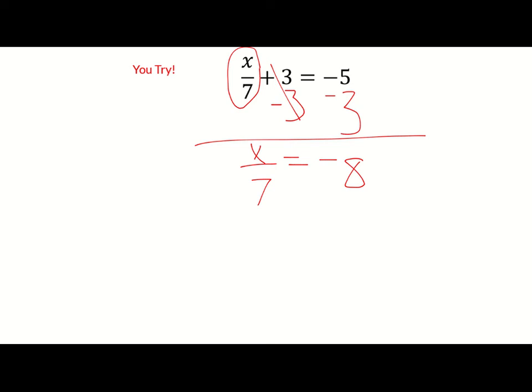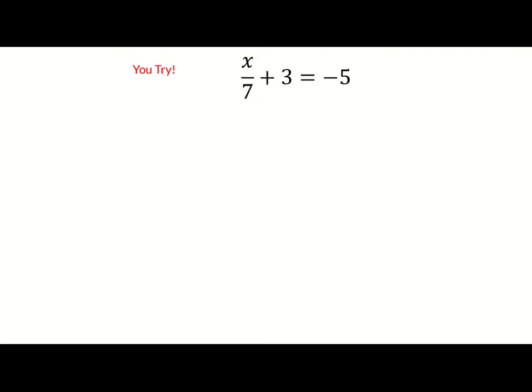Now that I have the x term isolated, I now just want to have the variable. So in order to get rid of the divided by 7, I need to multiply by 7 on both sides. On the left, the 7's will cancel each other out, so I have x equals, and negative 8 times 7 will be a negative 56. So for the last try, x is equal to negative 56.